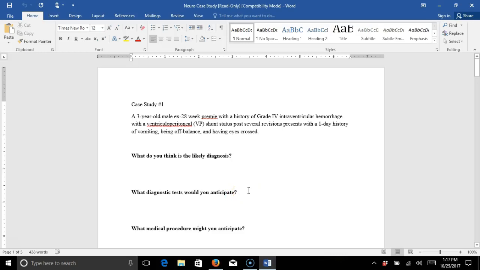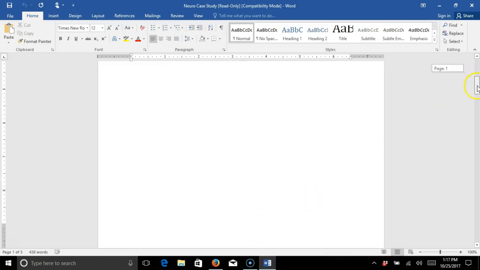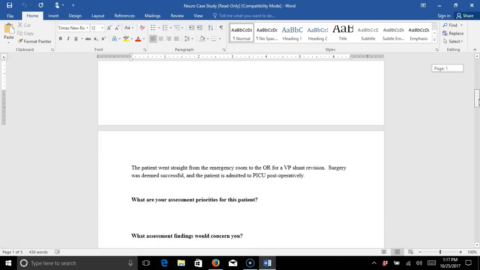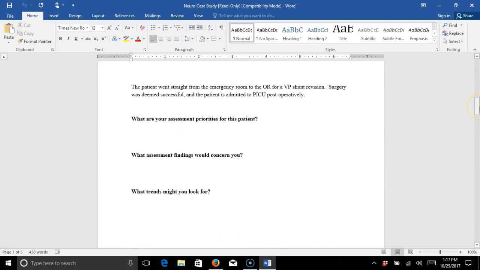Diagnostics that I'd anticipate, first and foremost, scanning. So they'll call it a shunt series. It's a CT that looks at the shunt and looks at the ventricles to see how much fluid is accumulating. And from there, you can maybe do some medical procedures such as an LP to look and see if there's any bacteria in that CSF fluid. You can actually even measure the pressure as it's coming out to see how much back pressure there would be. And of course, you might get some basic labs, like CBC, CMP, maybe even coags.